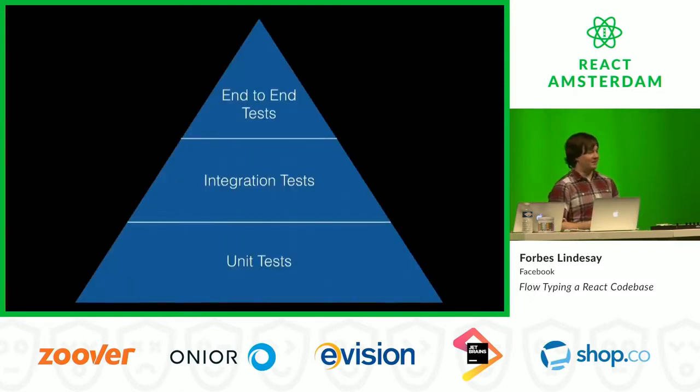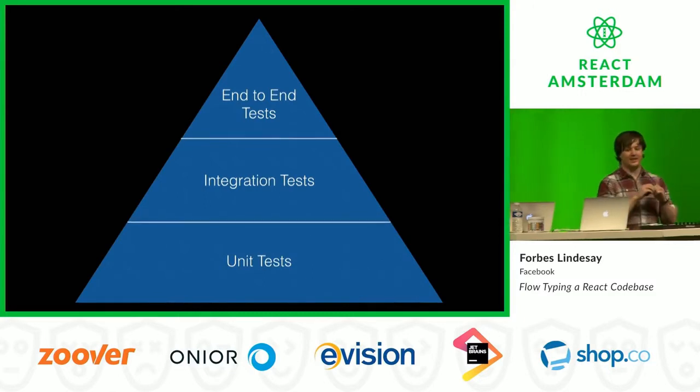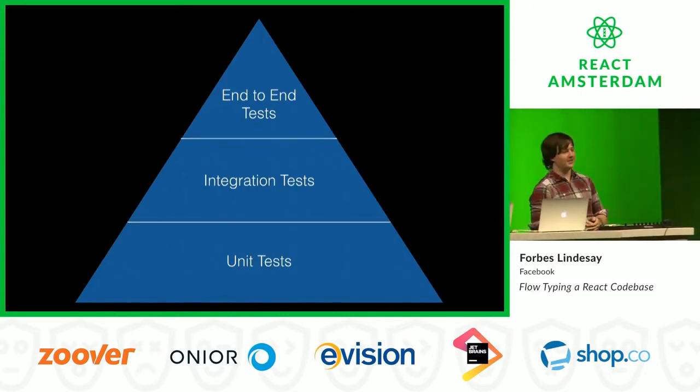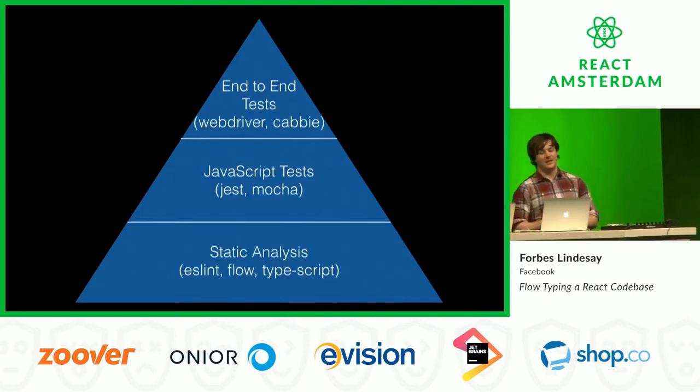You've seen this pyramid before. In fact, it was in an earlier talk. This is this old idea that we have lots of unit tests, a small number of integration tests, and then an even smaller number of end-to-end tests. And this model feels pretty outdated to me. I like to draw this pyramid instead.